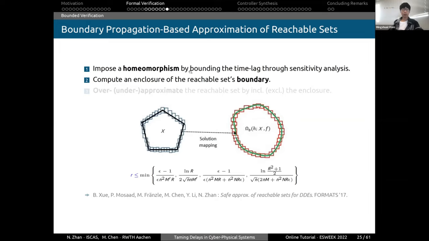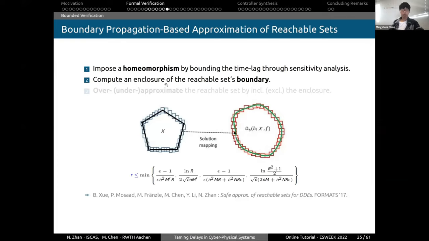And this homeomorphism property says that intuitively, starting from any point on the boundary of the initial set, after arbitrary time, it will be mapped to some point on the boundary of the exact reachable set. So it's not going to happen that some point inside the initial set will be mapped onto the boundary, or vice versa, that something on the boundary will be mapped into the interior of the reachable set. So there's a nice one-to-one correspondence, and this is what homeomorphism tells us.